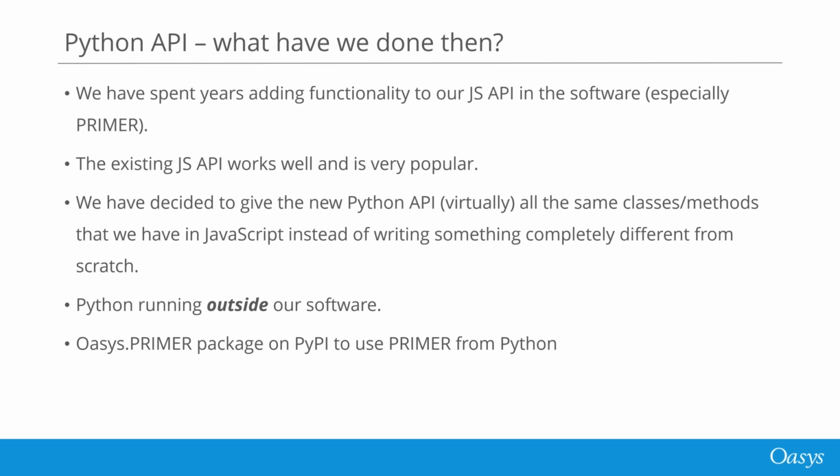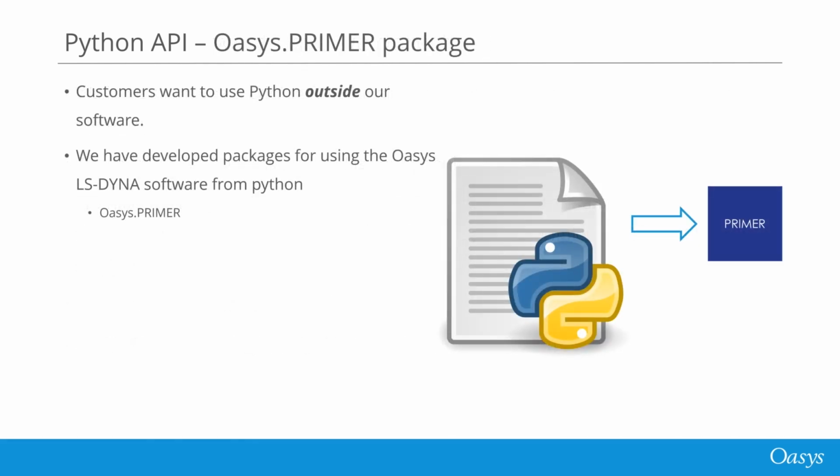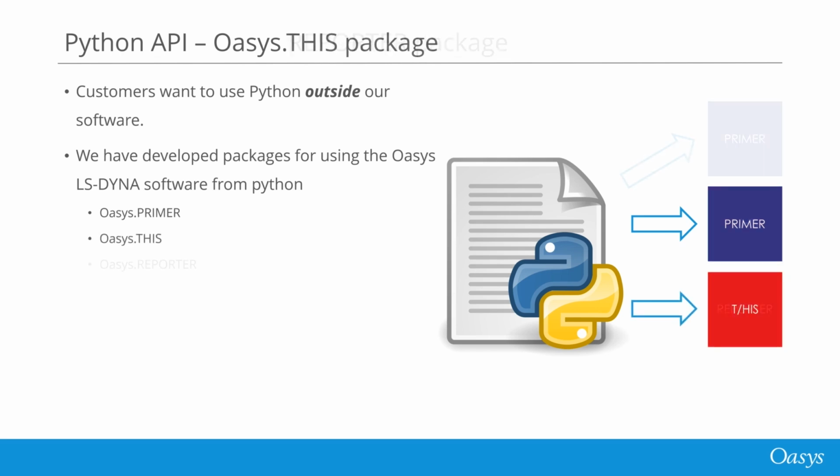Unlike JavaScript, Python will run outside our software. You can import oasys.primer, d3plot, this packages on PyPI to use the respective program from Python. Customers want to use Python outside our software. So we have developed packages for using the Oasys LS DYNA software from Python. Those are oasys.primer, oasys.this, oasys.reporter, and oasys.d3plot.